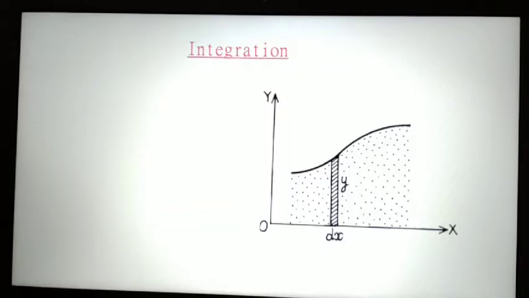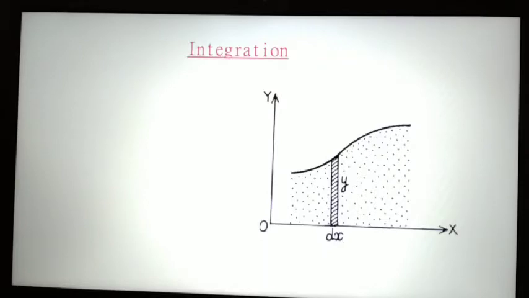But one problem is there: if you keep dx as small as possible, the number of strips between the initial point x1 and the final point x2 will be more. If the thickness of each strip is minimum, then the number of strips will be maximum. That is common logic. If you consider a strip of minimum thickness, then between two fixed points the number of strips will be maximum.